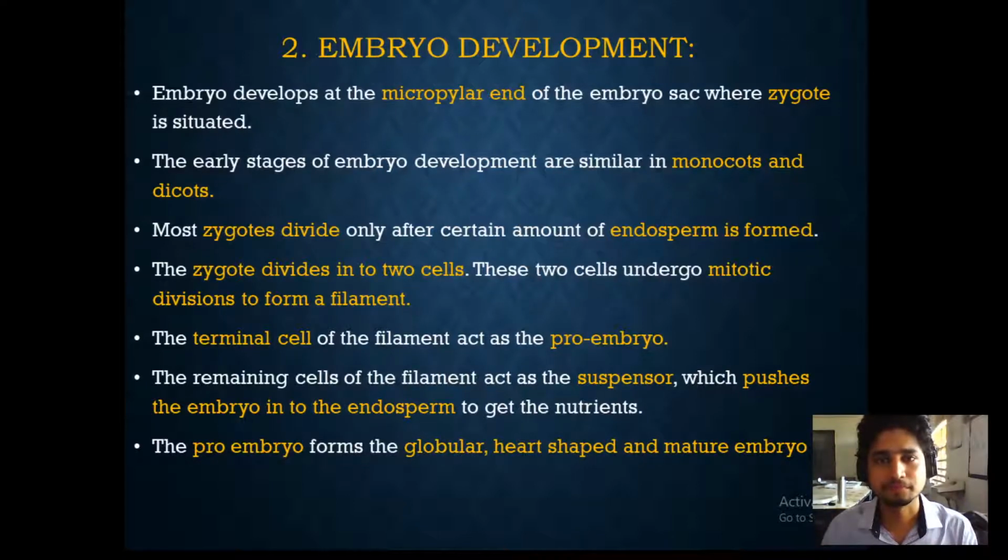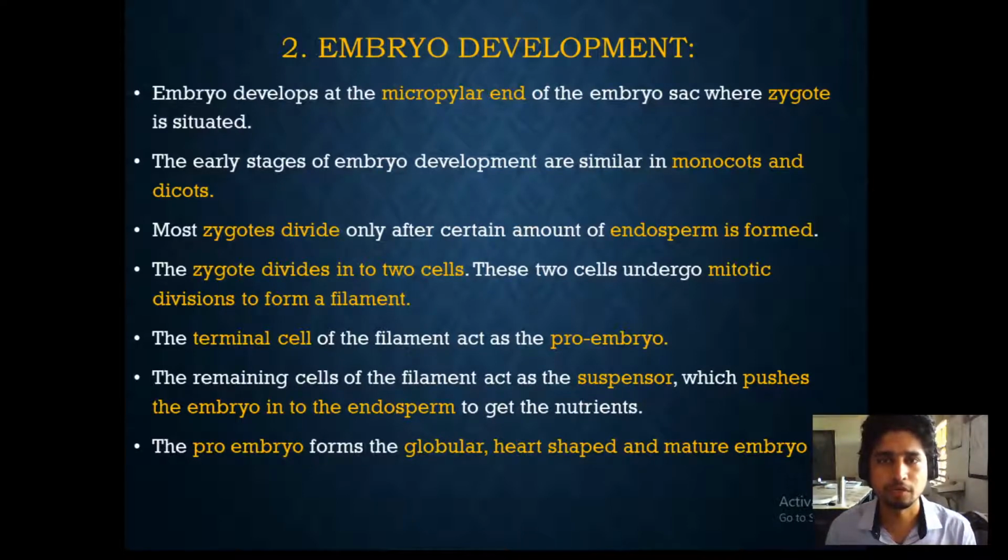So embryo is forming from the zygote. We know the zygote is formed in the syngamy. Syngamy is fusion of male and female gametes in the fertilization. So this syngamy is leading to formation of zygote, and we know the zygote is present at the micropylar end of the embryo sac, and this zygote is developing to form the embryo.